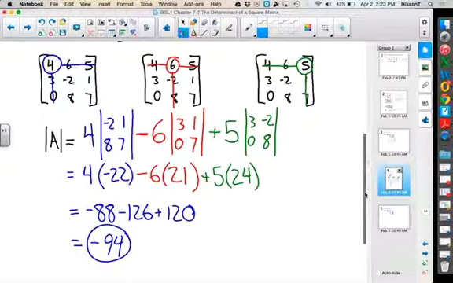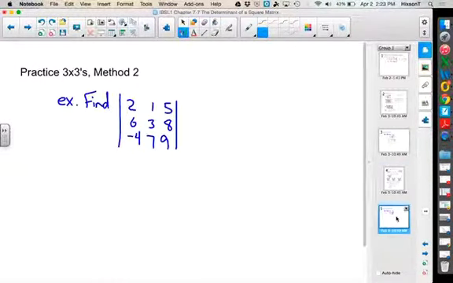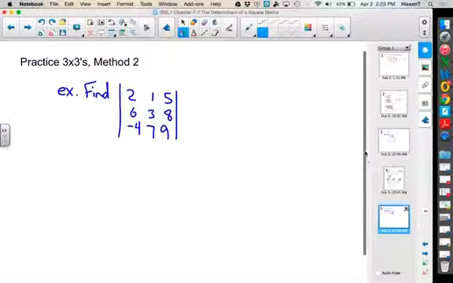Alright, so now it's your turn, okay? I know you know the first method and you may think, oh, well, I like the first method anyways, but try this one, okay?